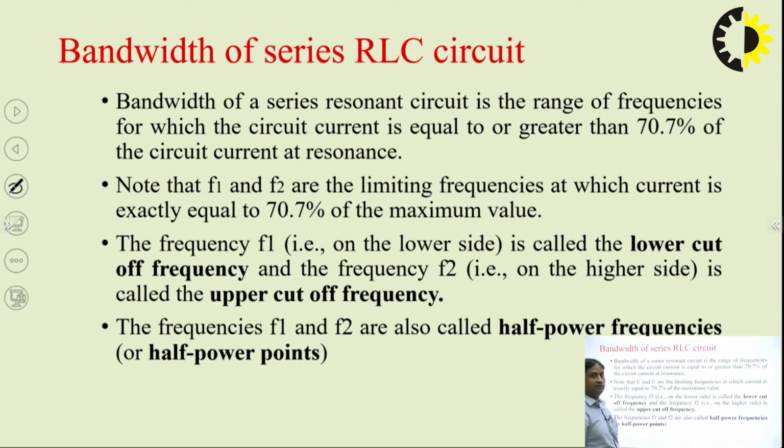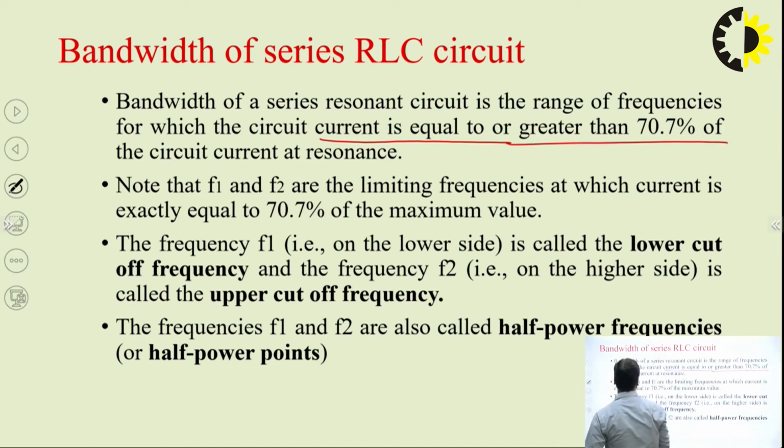Now after that, there is one of the important terms we call the bandwidth of the series RLC circuit. The bandwidth of the series RLC circuit is the range of frequency for which the circuit current is equal to or greater than 70.7% of the circuit current at resonance. So it is nothing but the range of frequency for which the current is equal to or greater than this value, that is 70.7%.